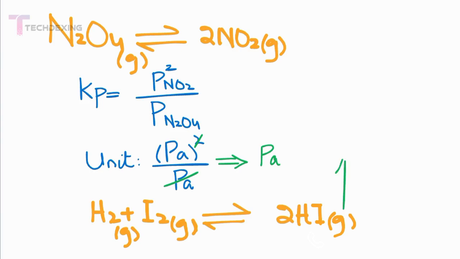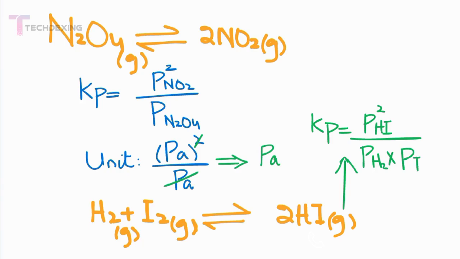So if I want to write the Kp for this one, let me know how I can write the Kp expression. It would be P HI squared, divided by P H2 multiplied by P I2. So this is the Kp expression.